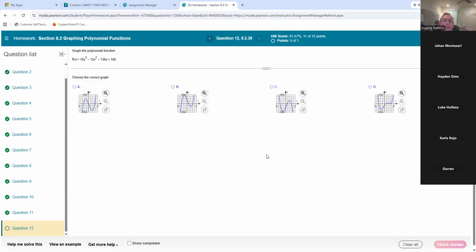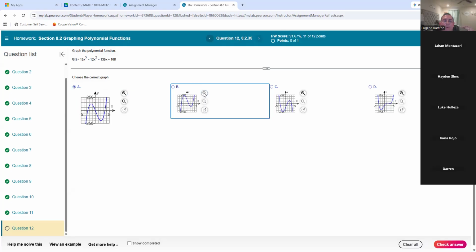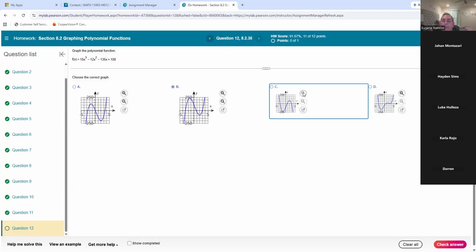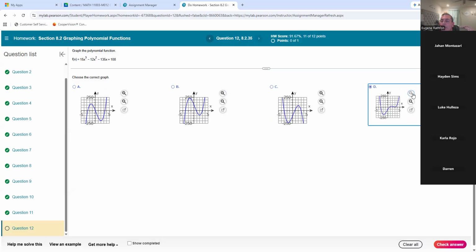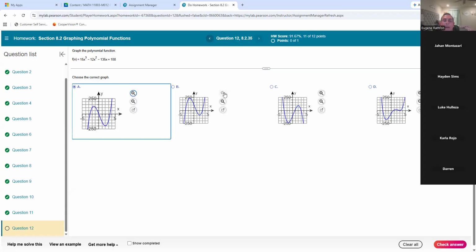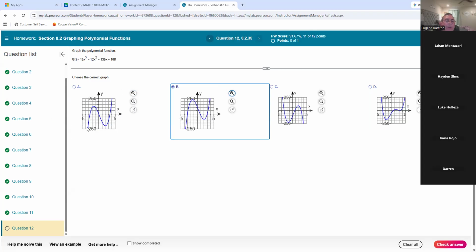All right, y'all, one more of these, and this one's back to being in polynomial form. All right, y'all, degree 3, +15 in the front. That thing's going to go uphill left to right. So we got to choose between A and B. Now remember when I told you had two graphs in polynomial form, that last number, the 108, that's going to be my y-intercept.